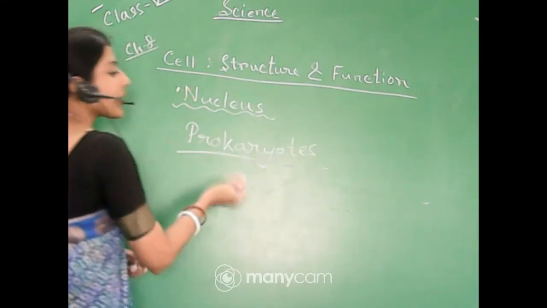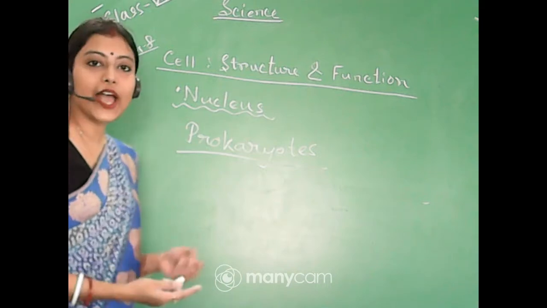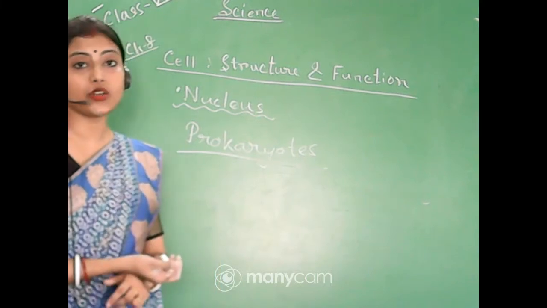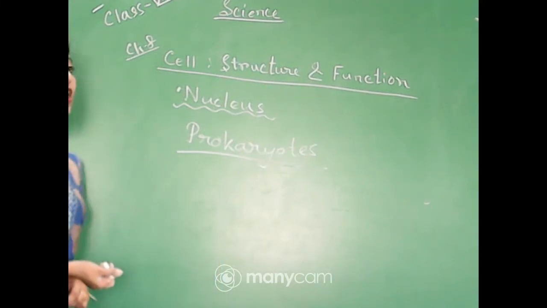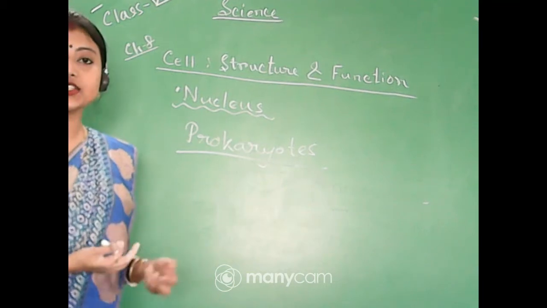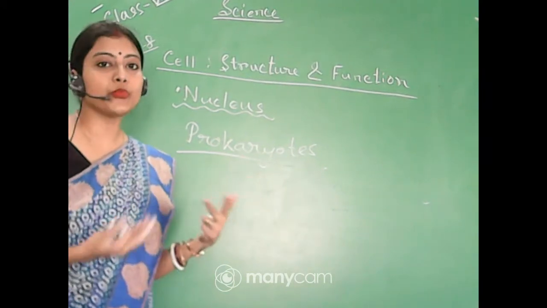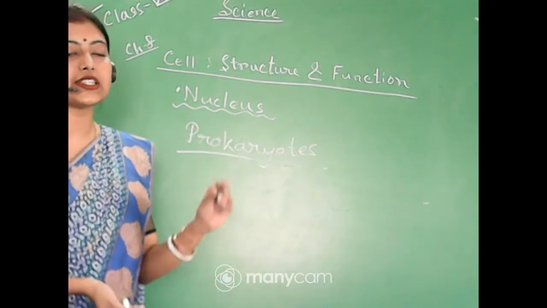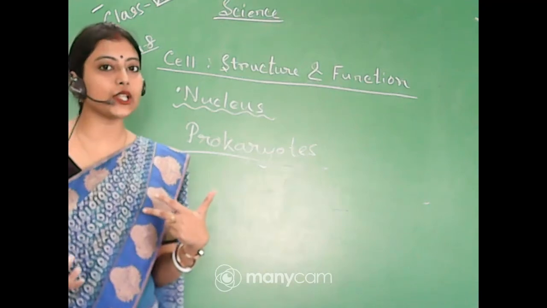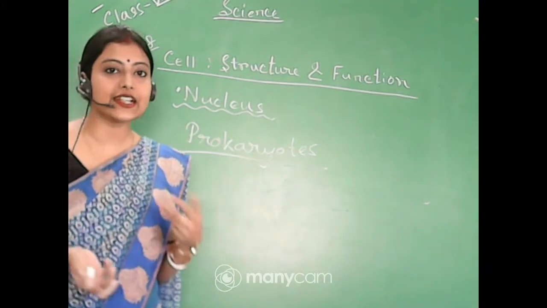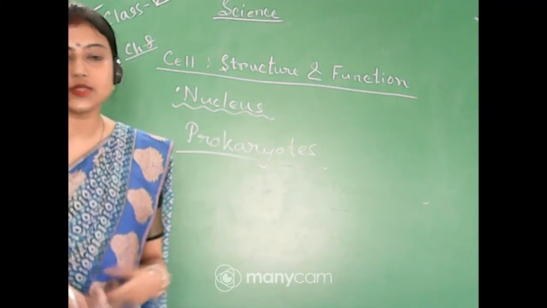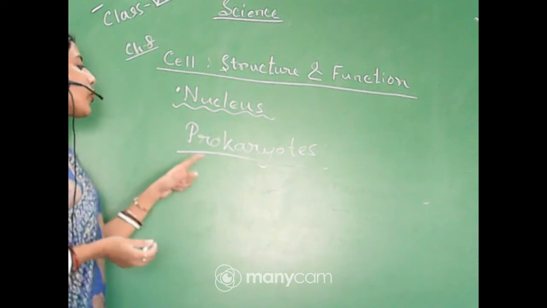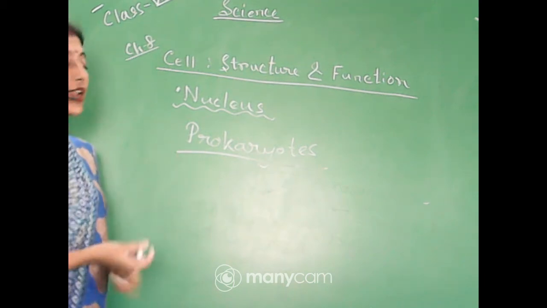Now in case of prokaryotes, who are the prokaryotes? The prokaryotes are nothing but the lower order organisms or the unicellular organisms. I have told you in my previous class that there are some varieties in the number of cells: unicellular organisms possess only one cell, and multicellular organisms possess multiple cells, like the higher order organisms like us. So the prokaryotes are the lower order organisms. Who are the prokaryotes? The bacteria.